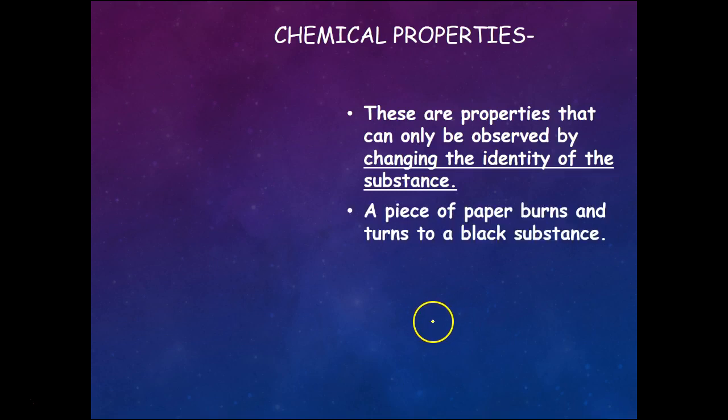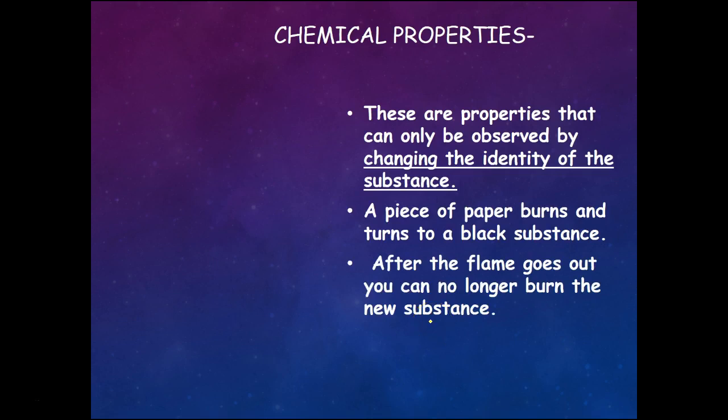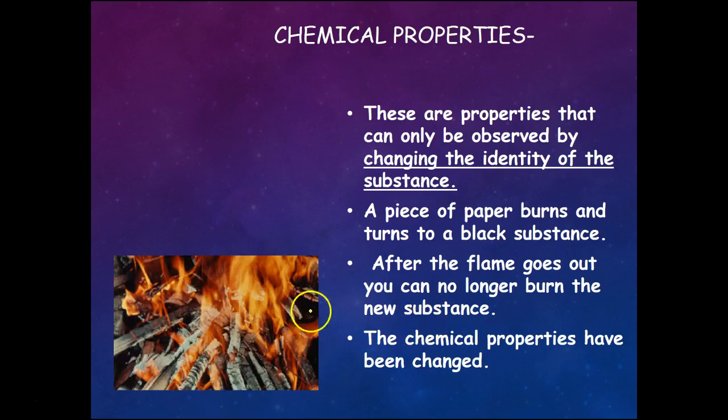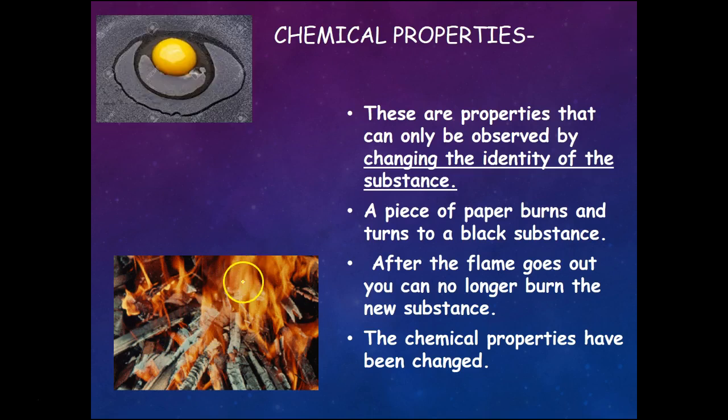A piece of paper burns and turns into a black substance. After the flame goes out, you can't burn the new substance. The new substance can't be burnt anymore. Chemical properties have been changed. So if we look at the fire, these blackened pieces will no longer burn very well. If you scrape off the black and get down to the wood again, it will burn. But if it's all black and charcoaly, you have to do something else to get that to burn.